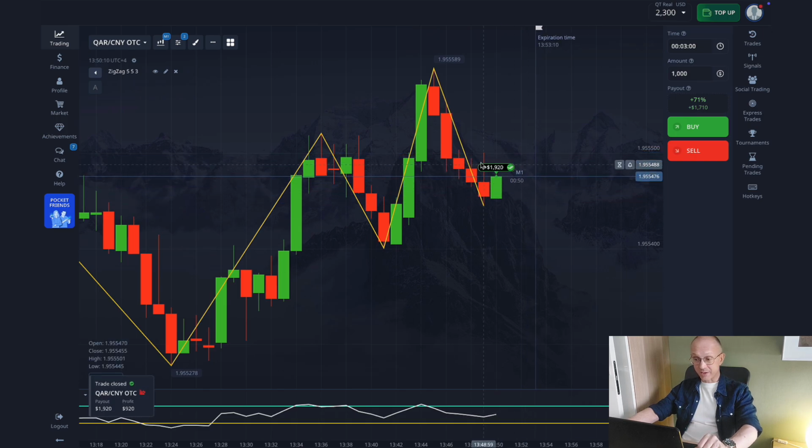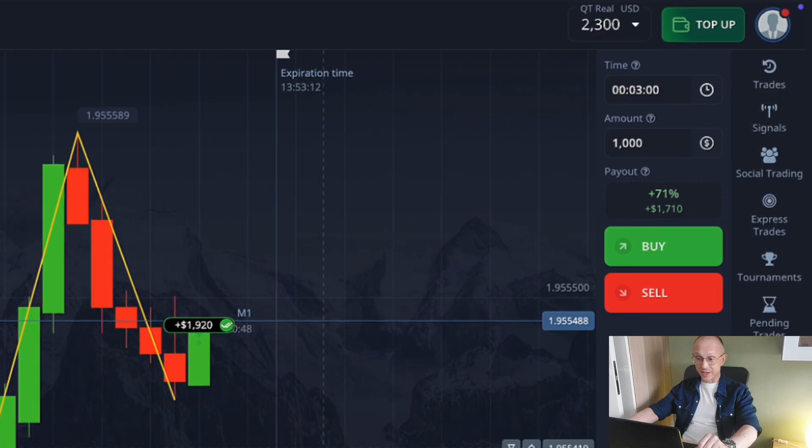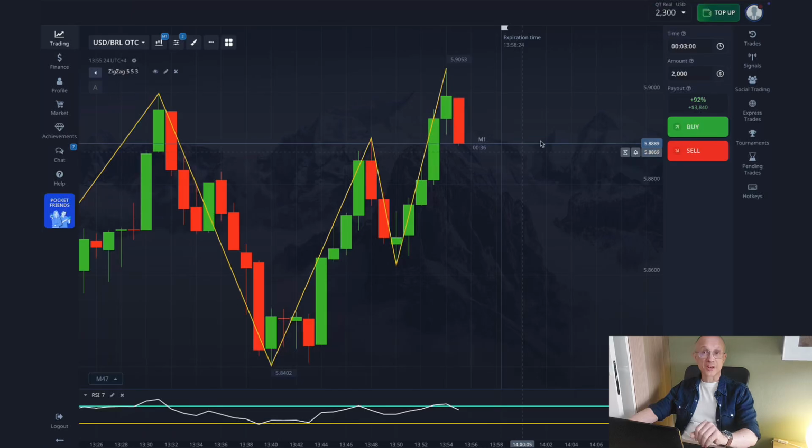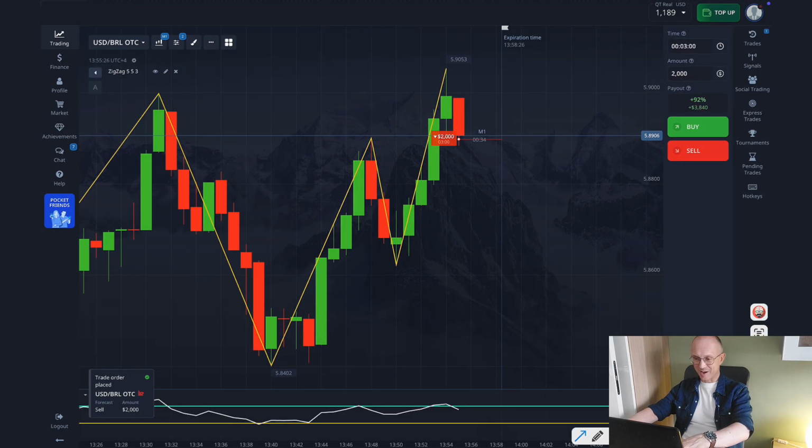And the trade is back in the black, plus $920 in the piggy bank. Let's keep going. Great opportunity here. The expiration time is 3 minutes. I'm opening a short trade for $2,000.